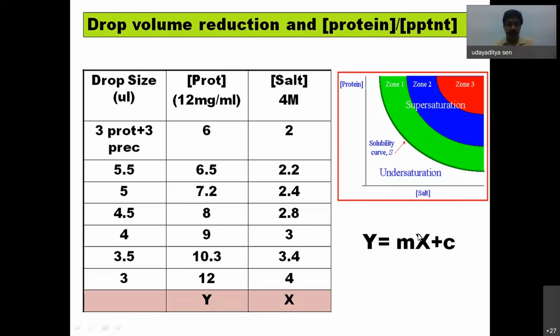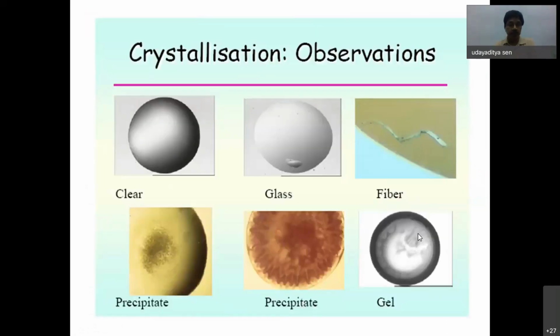So how do you control this thing? Because this control is the main thing. Suppose after a few days you see the drop is clear. That means your protein concentration or salt concentration are both very low, and you need to supersaturate it more. So you need to either increase the protein concentration or increase the reservoir concentration to move towards the labile zone or nucleation zone. Or if you get precipitate, it means your reservoir is too strong or protein concentration is too strong. This is a different kind of precipitate.